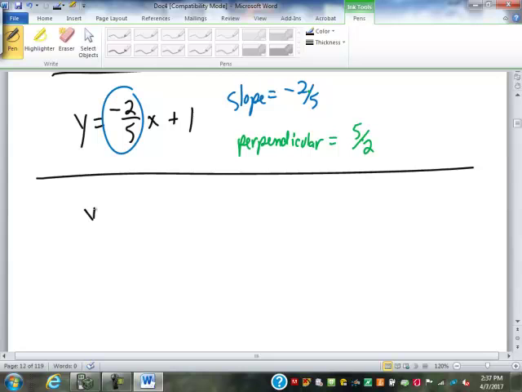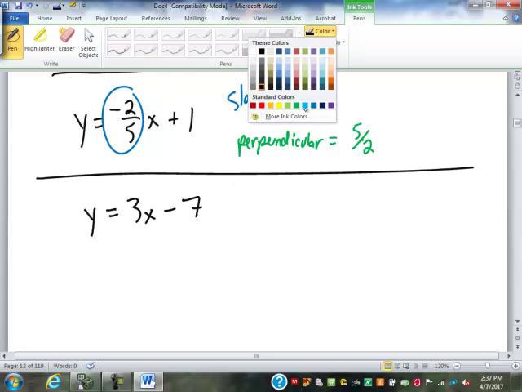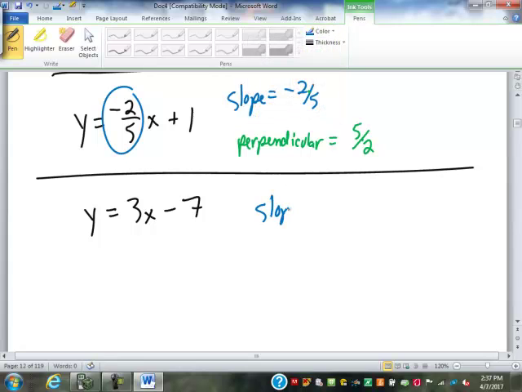So if I have the equation y equals 3x minus 7, what's the slope of this equation? Just 3. Now to make this simpler on us, we're going to think about that as a 3/1. What's the slope of the perpendicular? Negative 1/3. Perfect.